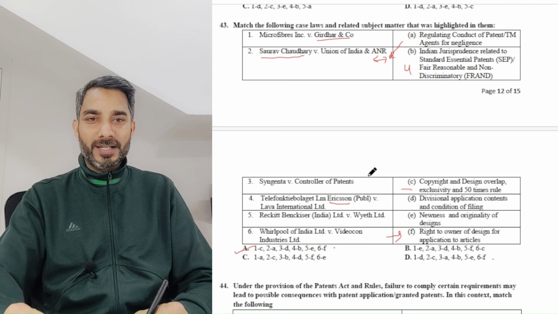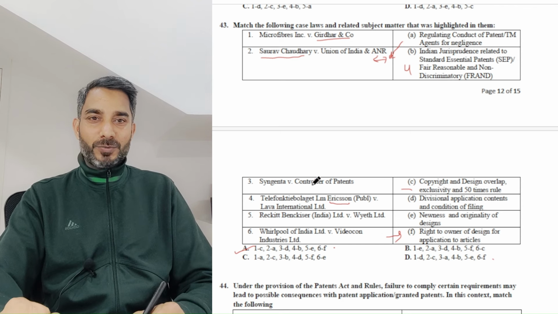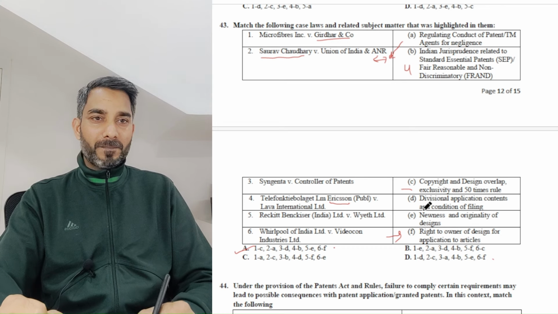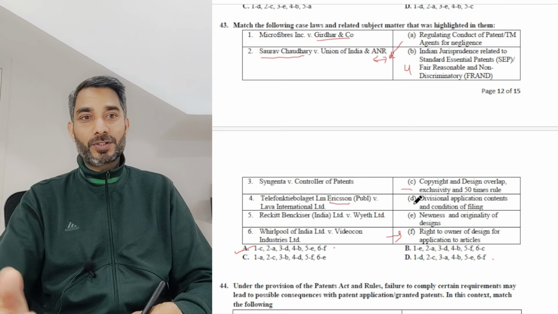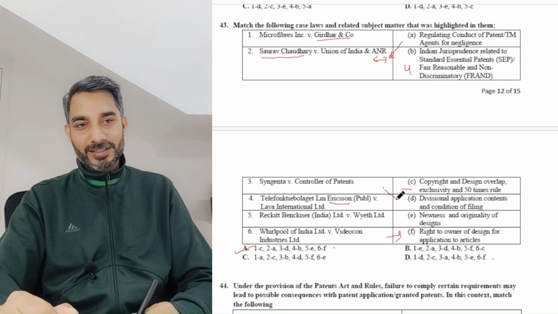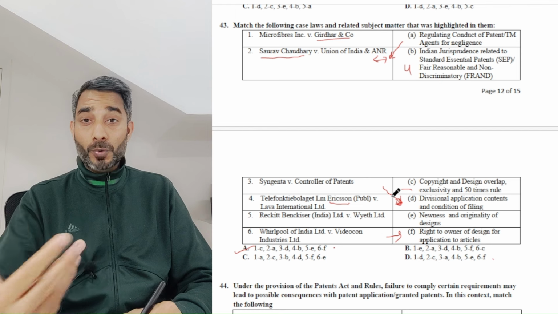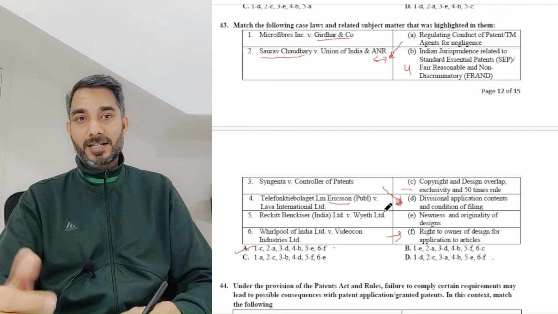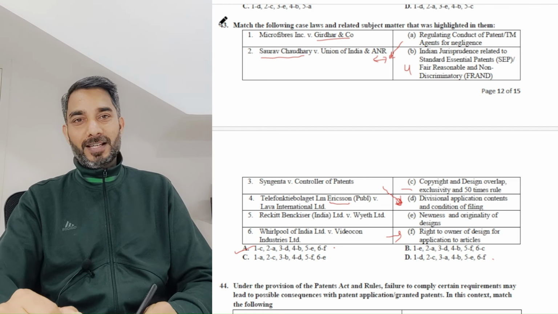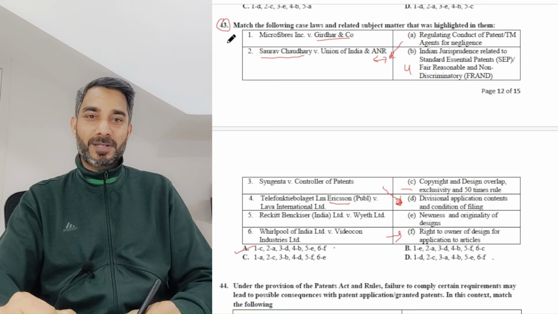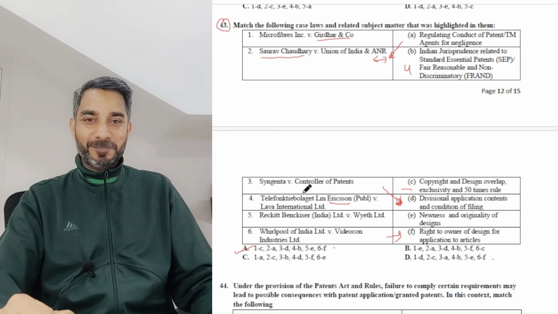It would be a good idea to read it. 3 is with D, Syngenta, divisional application content. Oh my God, this is interesting. I knew this. This is where it was realized that on your own also you can file a divisional application under section 16. Okay, I would not want to give marks for this question, but then okay, answer is A.